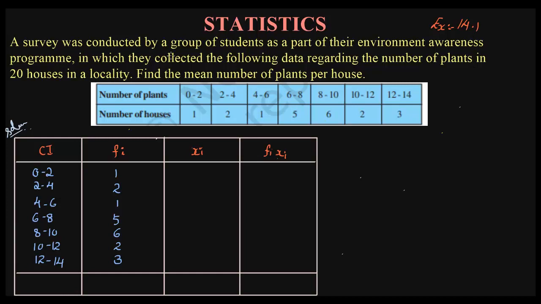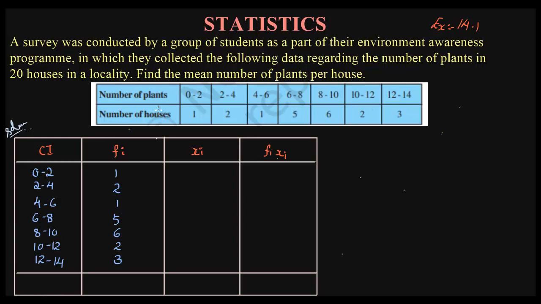A survey was conducted by a group of students as a part of their environment awareness program, in which they collected the following data regarding the number of plants in 20 houses in a locality. What you need to do is find the mean number of plants per house. So the students have collected the data of 20 houses, how many plants are in each house. This is the data given to you, and you need to find its mean.